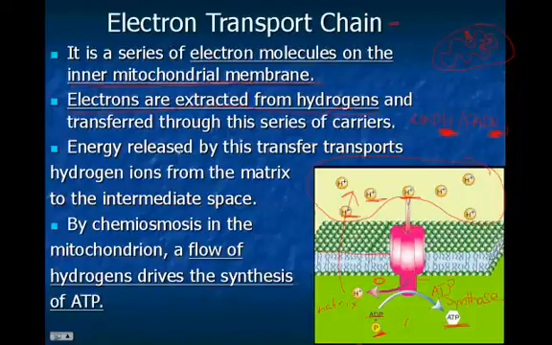And eventually energy will be released from this transferring of electrons, and your book actually has a nice picture of this. As that energy is released through that transferring of electrons, it's going to transport hydrogen ions so that they are going to build up in that intermediate space. And then the concentration gradient of those hydrogen ions is going to be used to make ATP. So that's basically the gist of what we're going to talk about for the electron transport chain.